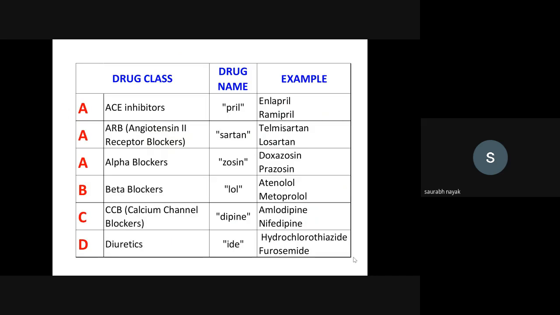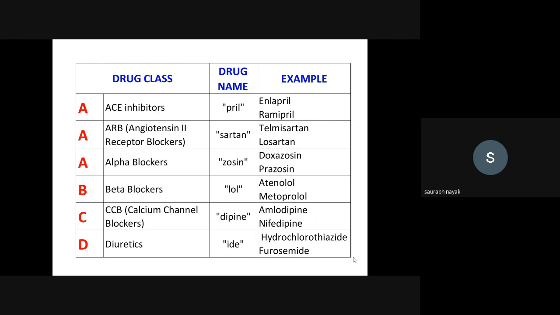So now, let us remember what are these categories. We have said 3A: 1A for ACE inhibitors, 1A for ARB or angiotensin 2 receptor blockers, one more A for the alpha blockers, B for beta blockers, C for calcium channel blockers, and D for diuretics. That makes A3, B, C, and D.